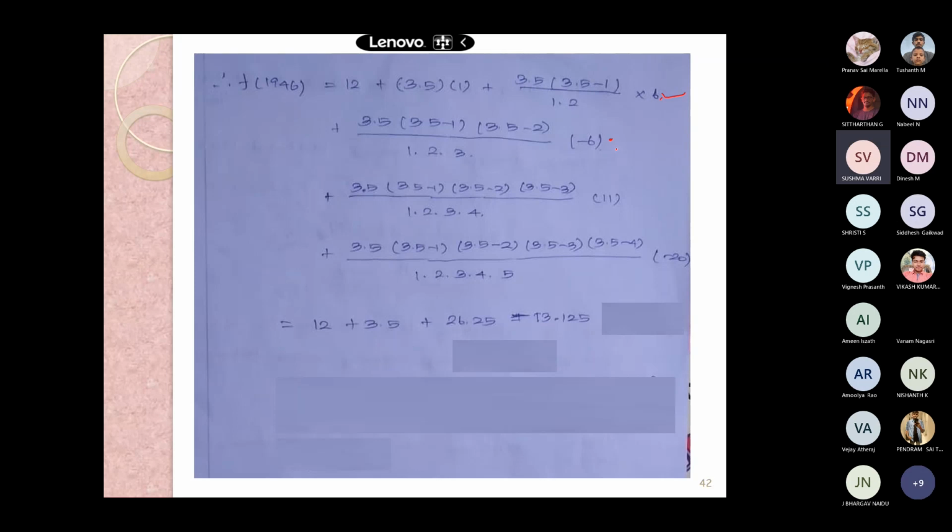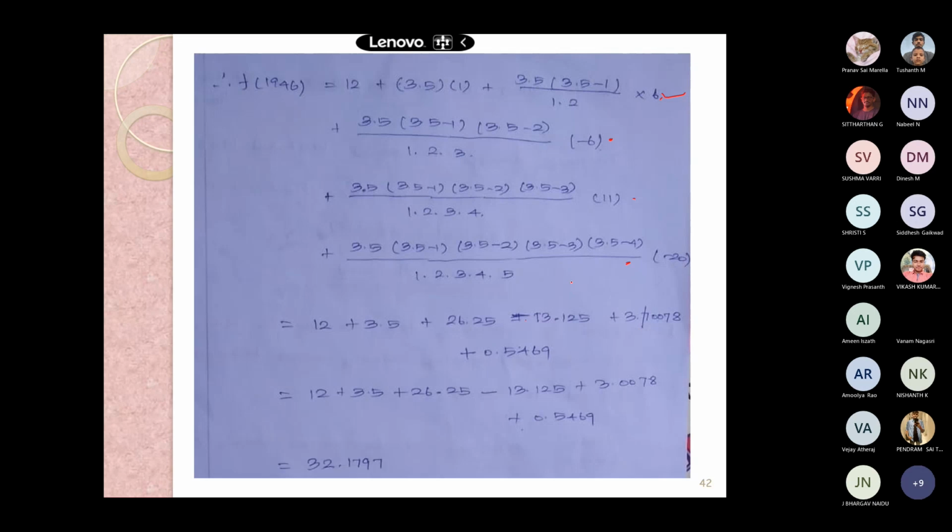Minus 13.125, and I am continuing for this particular term, 3.0078, and for this particular term, 0.5469. You please try to cross check with these results. Once again, I have detailed, since I have written plus or minus 13.125 and 3.0078, and the accumulation, that is f of 1946, is equal to 32.1797.